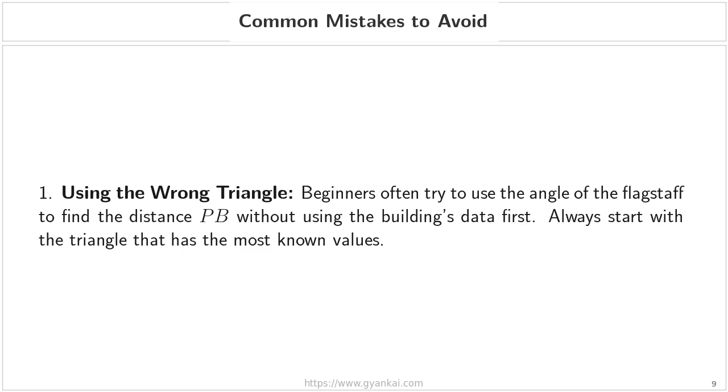First, watch out for using the wrong triangle. When you are looking at a complex scenario like the one we just solved with the building and the flagstaff, beginners often try to jump straight to the larger triangle, using the angle of the flagstaff to find the distance PB. However, as we saw in our step-by-step solution, you don't have enough information for that yet. Always start with the triangle that has the most known values, which is usually the base object.